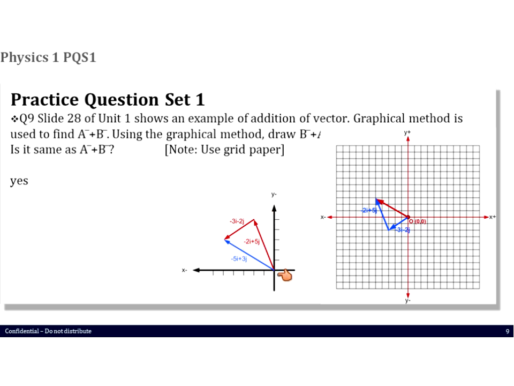So that was A, and that was B. Using the head-to-tail rule, this is what you get. And if you go the other way around, you go minus 3i minus 2j first, and you put minus 2i plus 5j next to that. Again, it is the same vector as this one is.